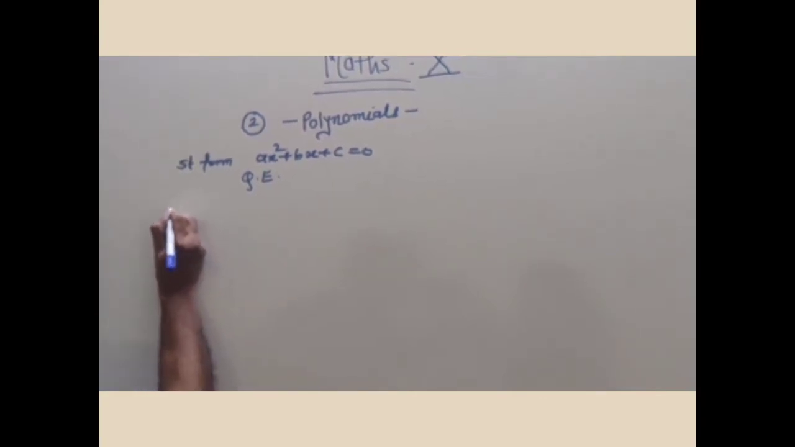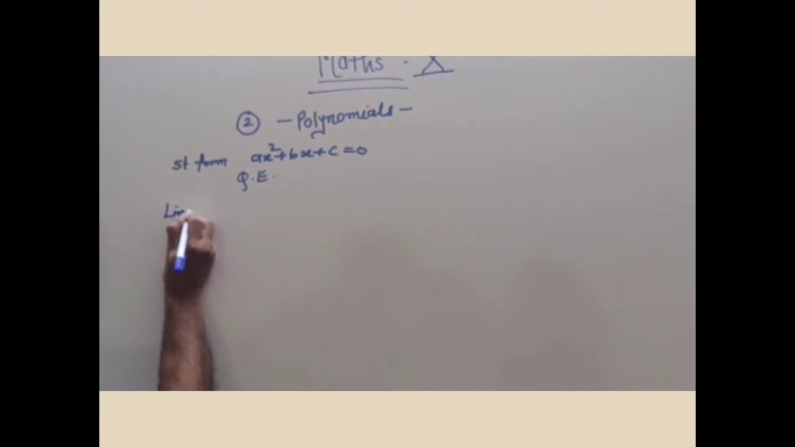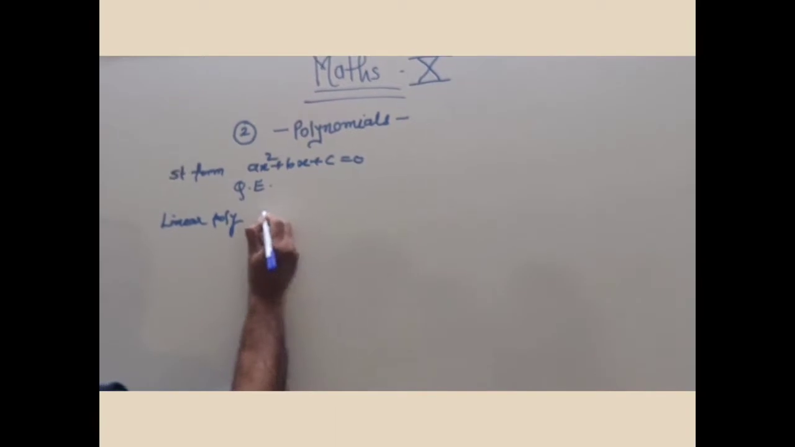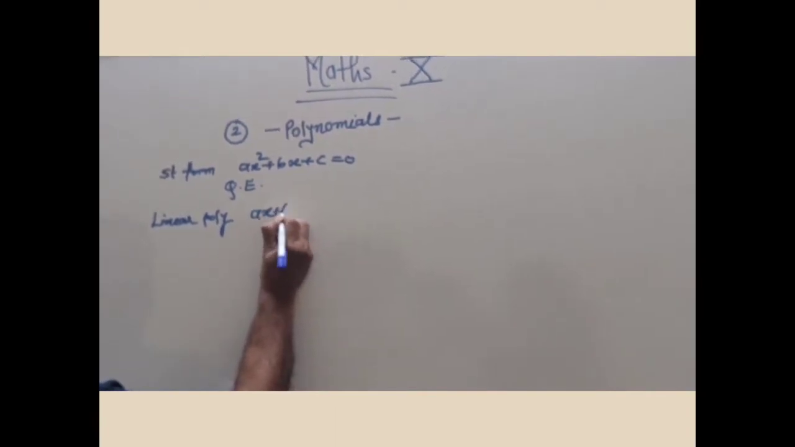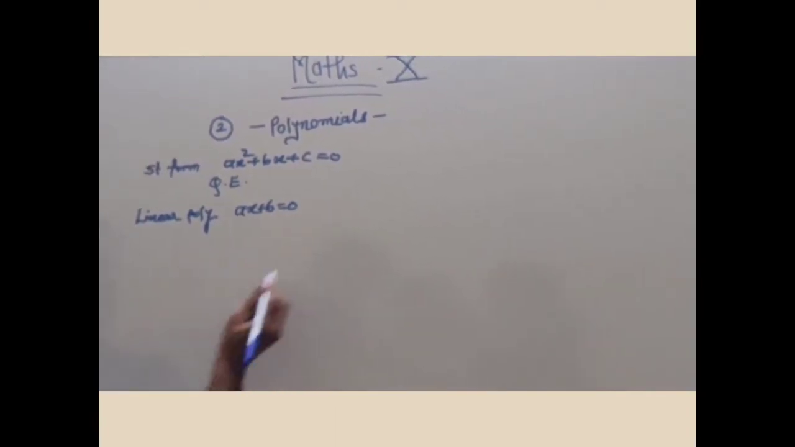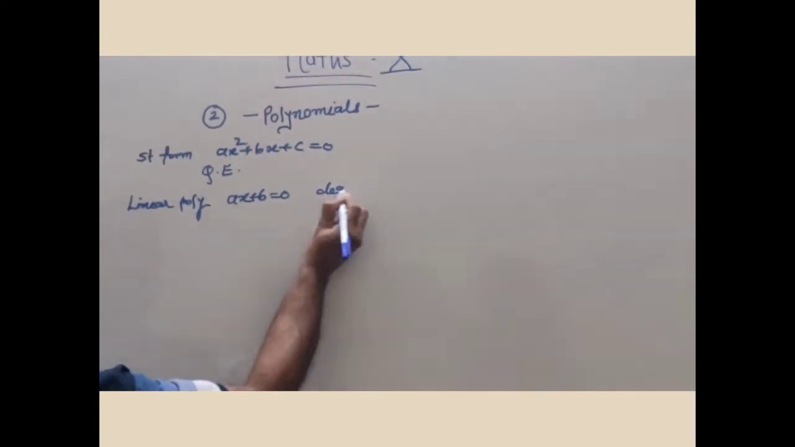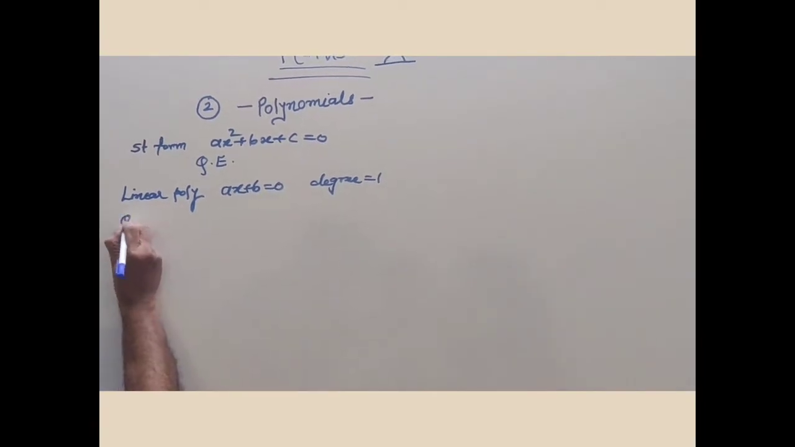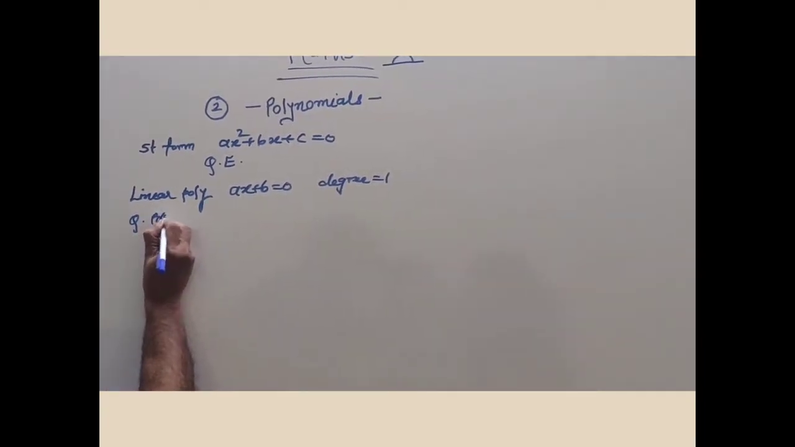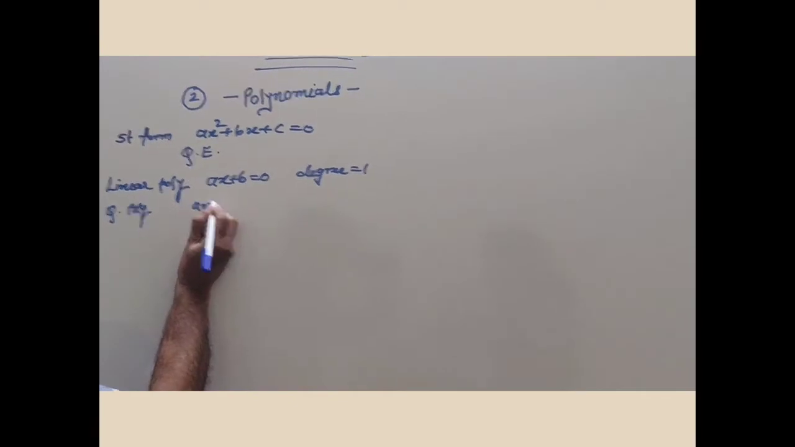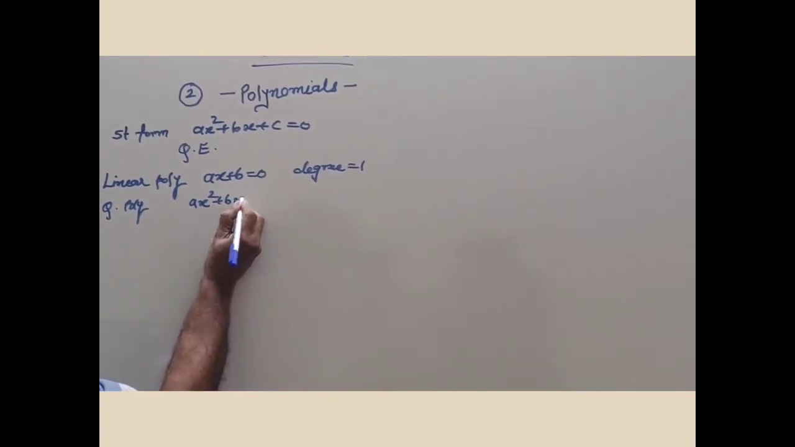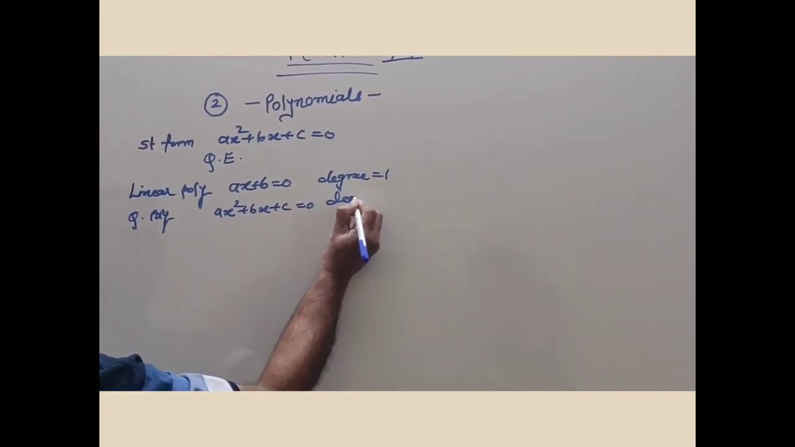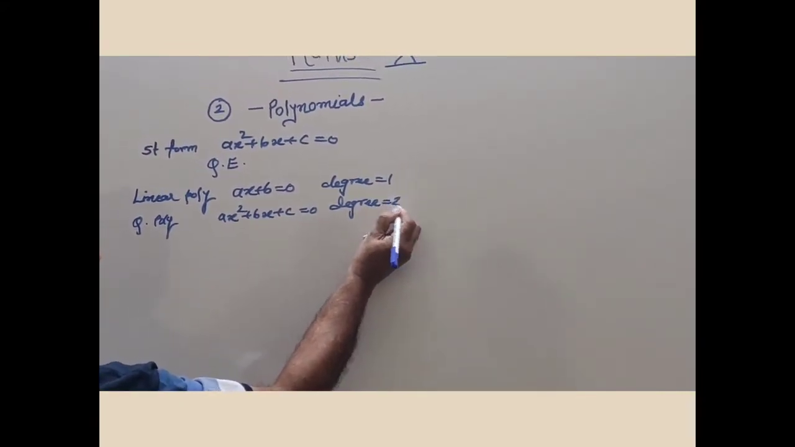polynomials. First, linear polynomial: ax plus b is equal to 0. This is because here degree is equal to 1. Second, quadratic polynomial: ax square plus bx plus c is equal to 0. Degree is equal to 2.